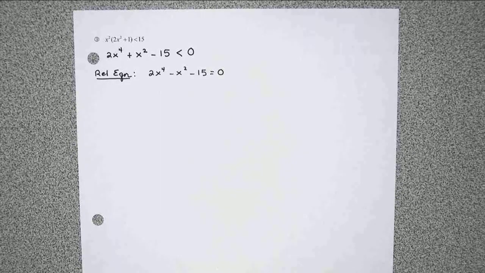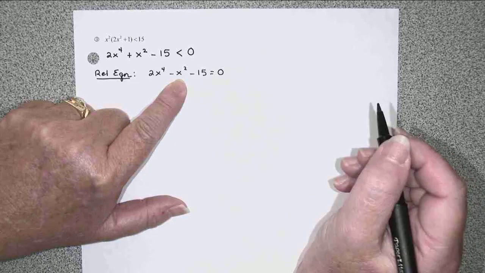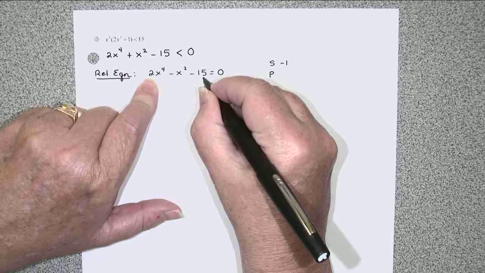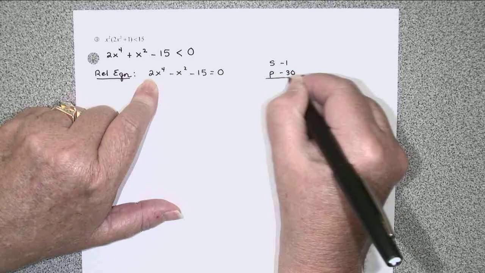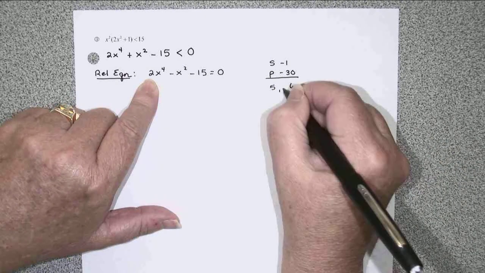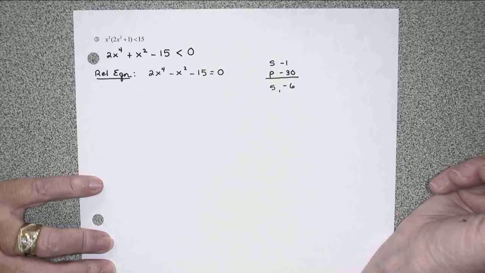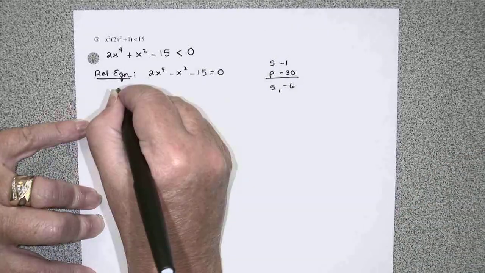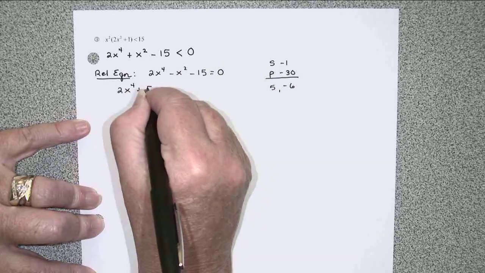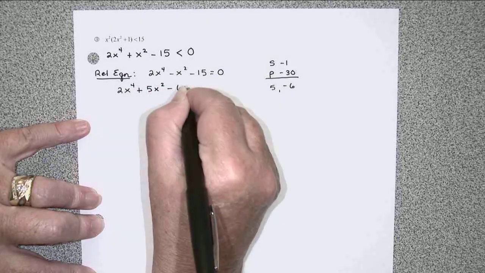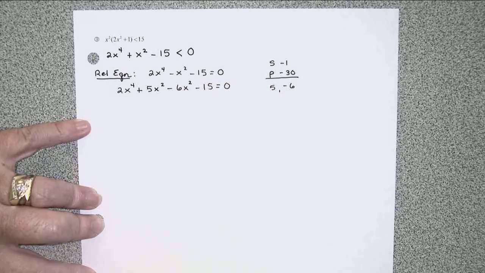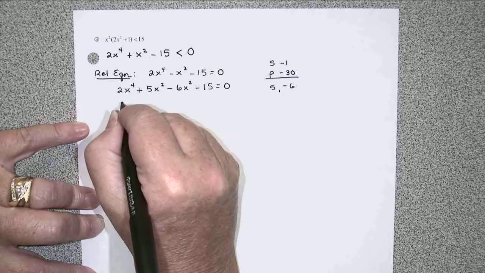Since there are 3 terms, I'm going to try product and sum for factoring. Looks like quadratic form here to me. So we need a sum of negative 1 and a product of negative 30. I think it's going to work this time. If we went with 5 and 6, put the negative on the 6, that would add up to negative 1. So let's factor this. 2x to the 4th, I'll split up my middle term, plus 5x squared minus 6x squared minus 15 equals 0. And then we'll factor by grouping.